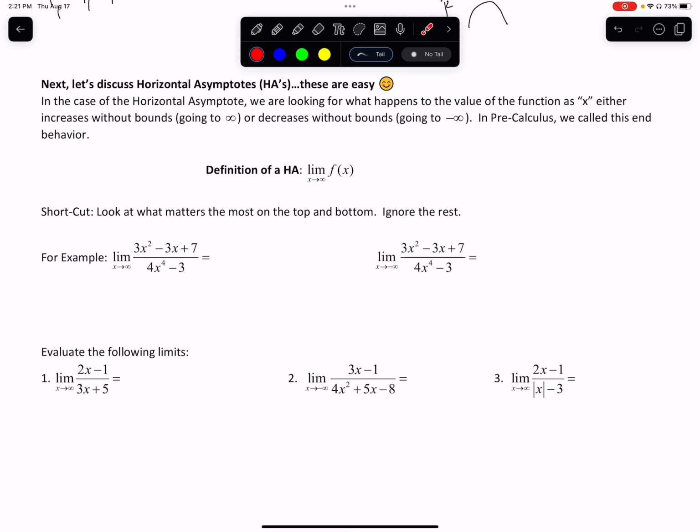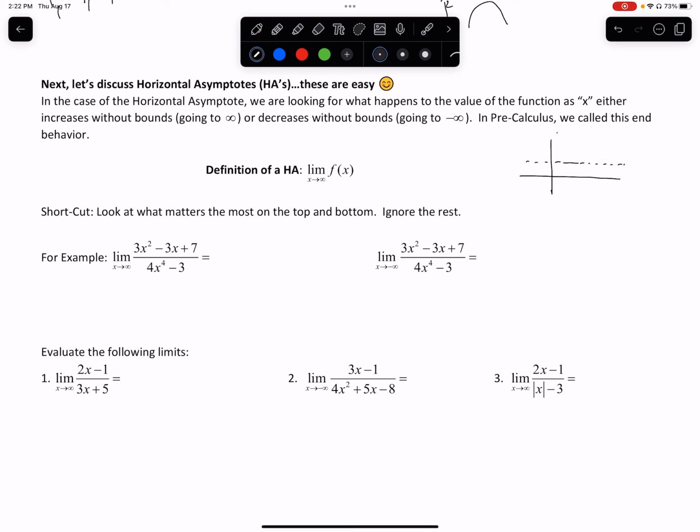Hi, welcome back. In this video, we're going to continue discussing asymptotes, but we're going to focus primarily right now on the horizontal asymptotes. These are really easy to do, but before we start, let's remember back in the glory days of pre-cal, when you're talking about a horizontal asymptote, you are talking about end behavior.